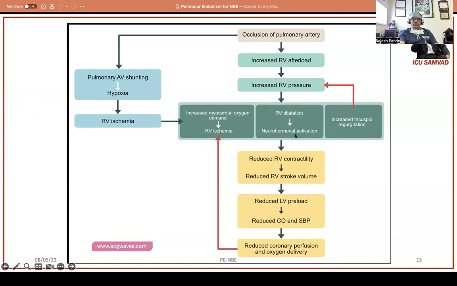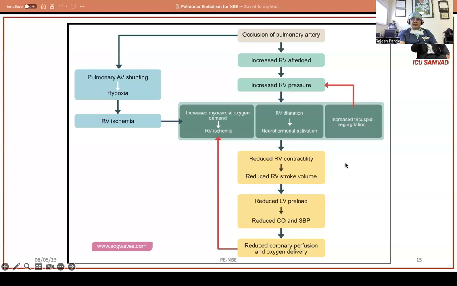It also leads to neurohumoral activation. The myocardial oxygen demand is increased because of RV ischemia. And eventually, the RV contractility goes down and RV stroke volume goes down. As a result, the LV preload is also reduced, resulting in a reduction in the cardiac output and systolic blood pressure. And this creates a vicious cycle because then the coronary perfusion is reduced and oxygen delivery is reduced.